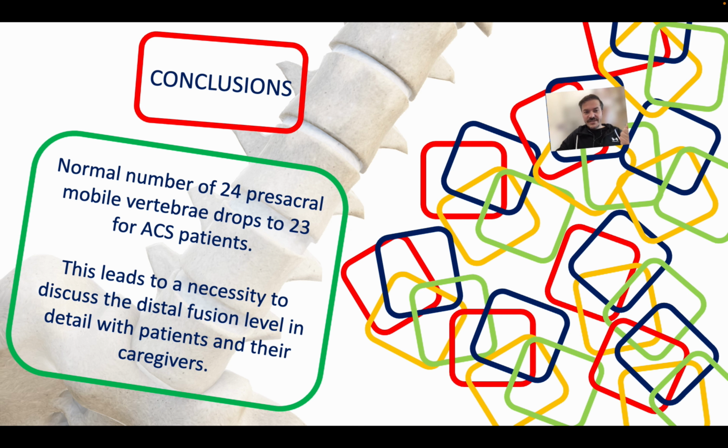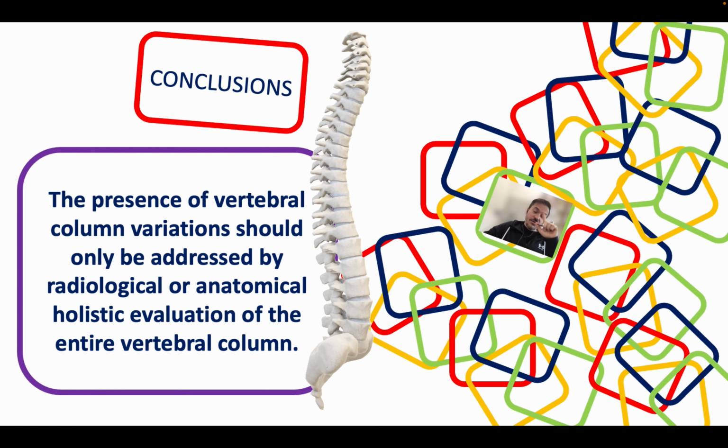The normal number of 24 presacral mobile vertebra drops to 23 for ABUL cranial shift cases. So this leads to a necessity to discuss the distal fusion level in detail with patients and their caregivers. It is very important, because we may choose the lower instrumented level at L3 for normal anatomy, but if the patient has an ABUL cranial shift, we may say to the patient and the family that it would be proper to go 1 level up, maybe with a slight, acceptable lumbar curve, but it will preserve more motion, so it's very important. And the presence of vertebral column variations should only be addressed by radiological or anatomical holistic evaluation of the entire vertebral column. So we need to see the whole spine to decide what to do in the next step.